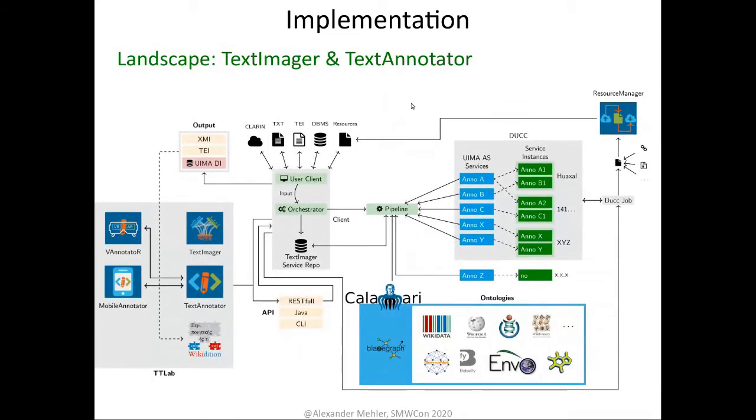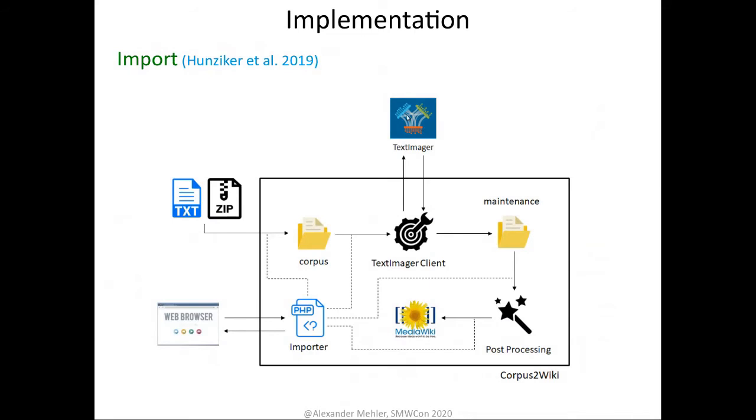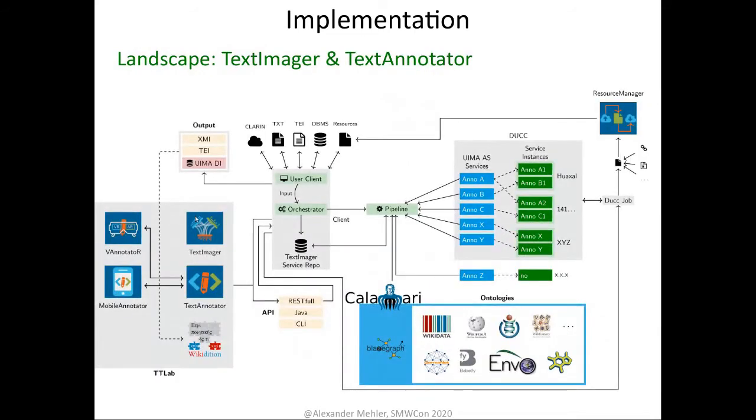The back end of Text Imager, the processing part, looks like this. We have a multi-server system, as you can see on the right side, and the client implementations, which use the server system. One of the client implementations is the construction of Wikiditions. So the procedure looks like this. The Wikidition or the Corpus2Wiki is sending the corpora to the back end. The backend then constructs the necessary pipelines.